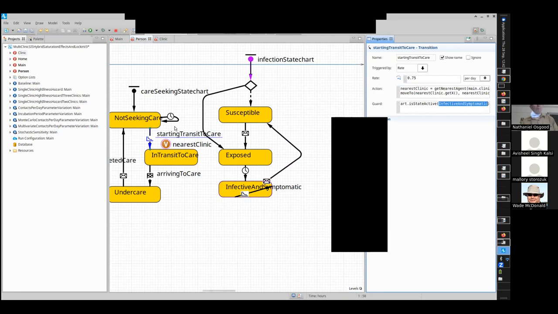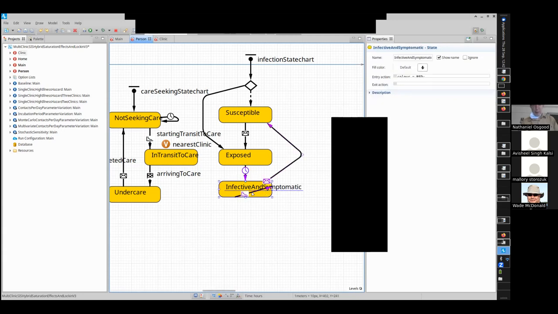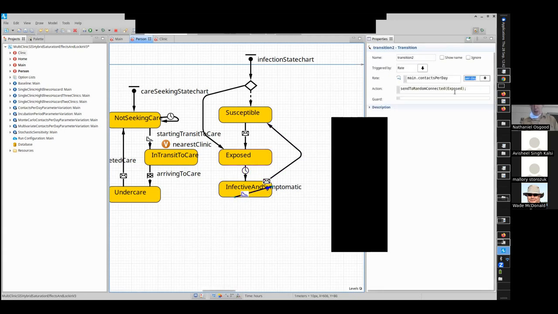So we have people. People can get infected. And once infected, they can become symptomatic and spread it to other people. So they periodically, in this state, send a message to a person around them, to a random connection in their network, that says, you're exposed. And having done so, that other person might get infected.